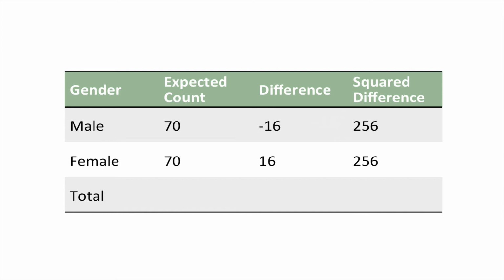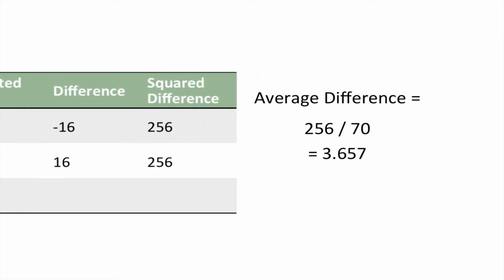So all we're going to do is take those squared differences for each group, and instead of dividing by the sample size, we're going to divide by the expected frequency for that group. We saw that both our cells had expected values of 70. So we're going to divide the squared difference by 70, basically akin to creating an average, and we're going to do that for both groups.